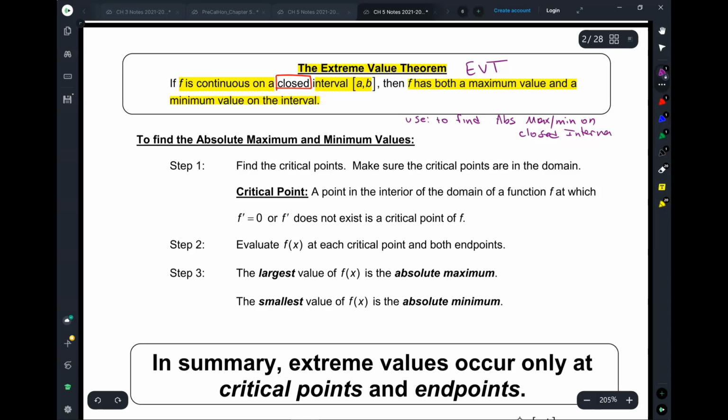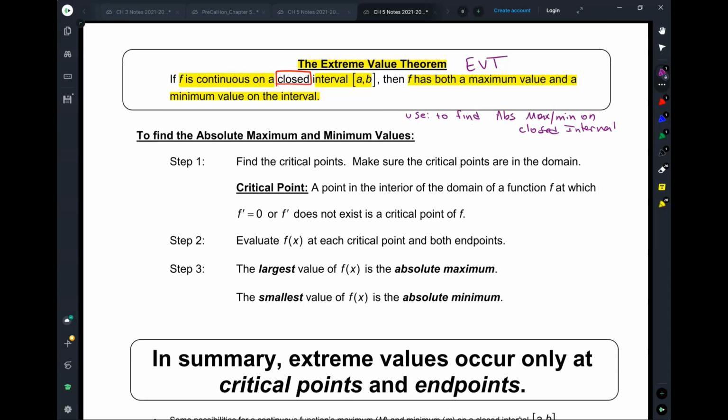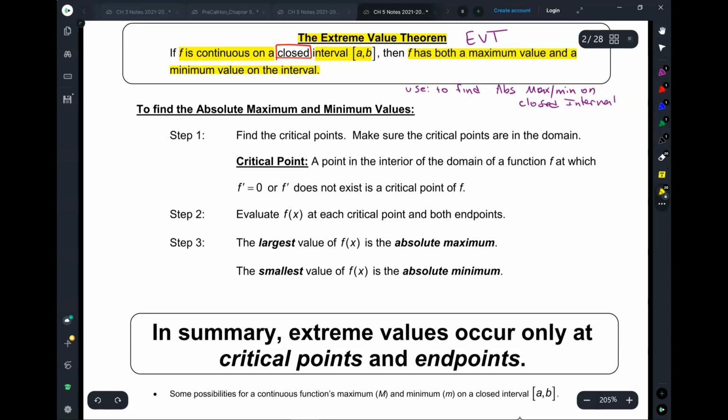If you have a closed interval and you need to find the absolute maximum and you don't use the EVT, 0 points. Okay? All right. Okay, step 1, we need to find the critical points.